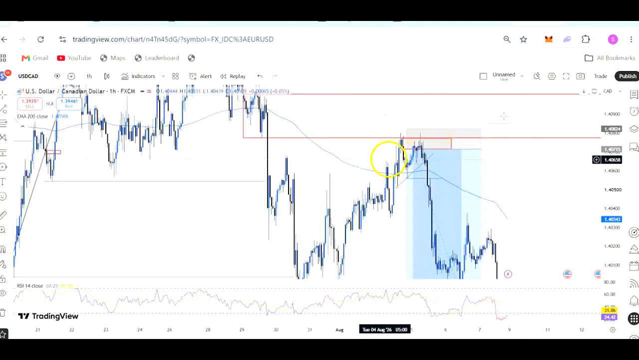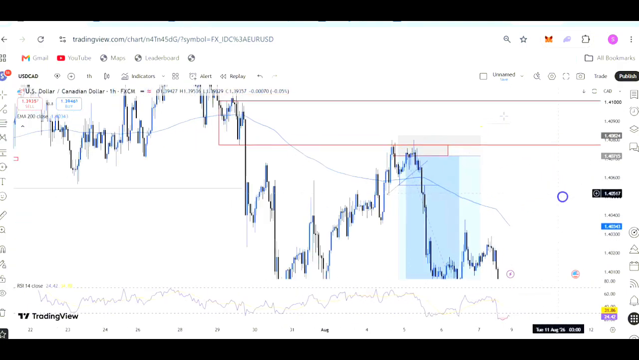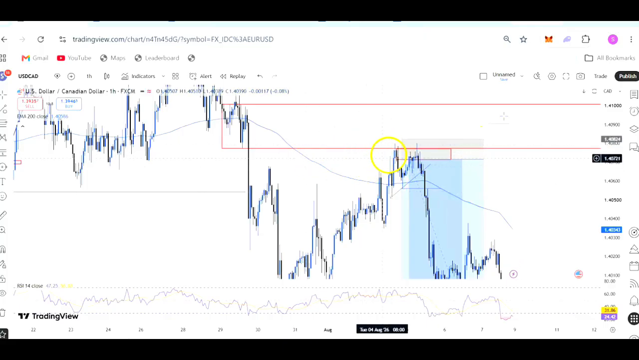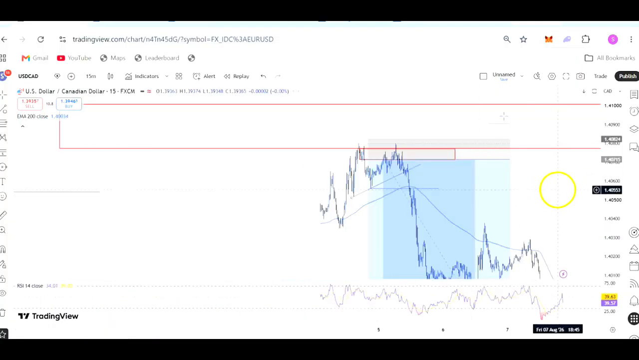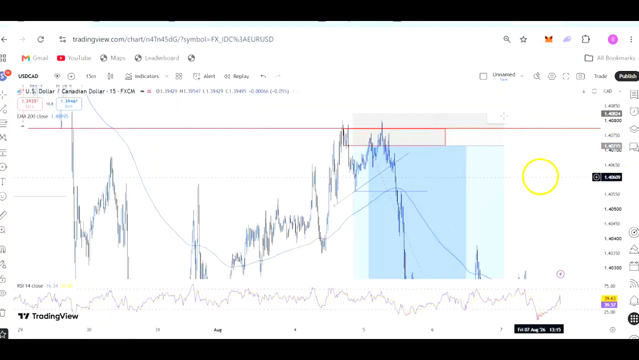Now, after this setup, I waited for the market to test this zone here. This is 1 hour. After I've seen that this market has tested this zone here, I navigated back to my 15 minutes. That is where I was able to get my entry. So this is what I did here.